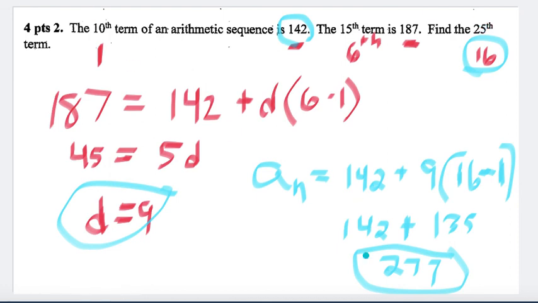There's more difficult questions if you look at some 5-pointers for practice, but there's a quick review of a typical 3 and 4-pointer. That's it for this video.